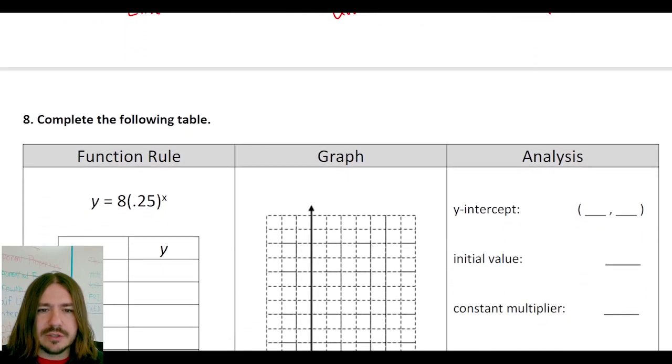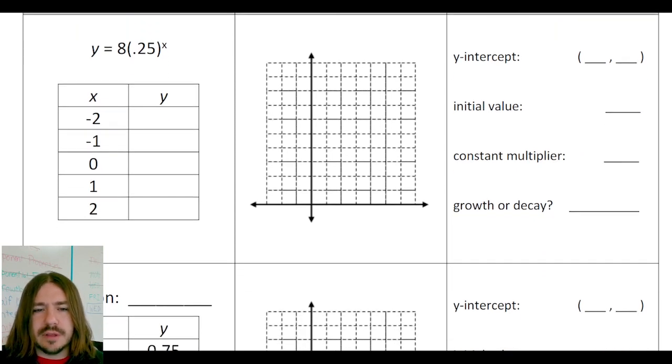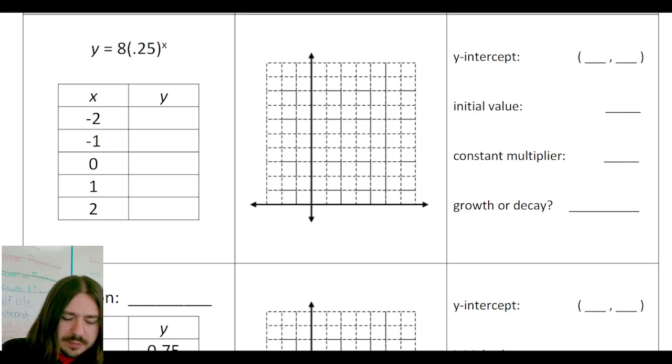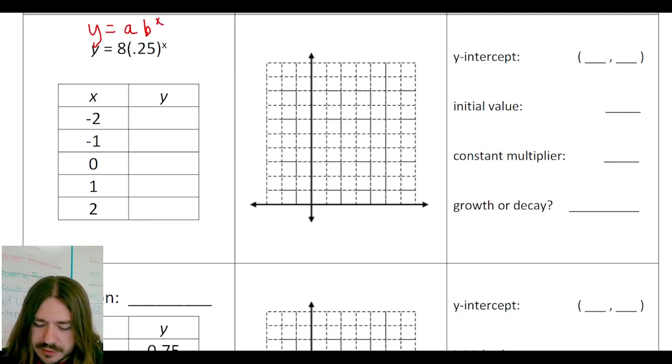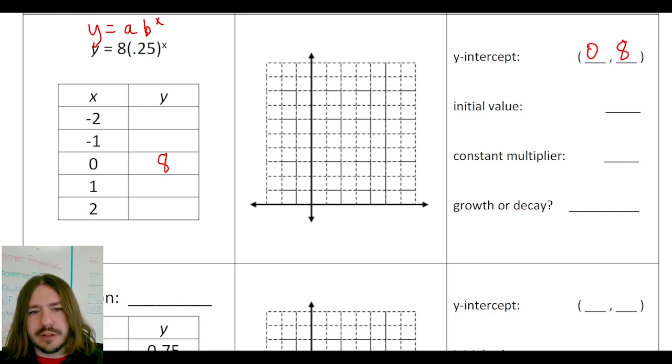Let's look at the next page. Here we're given a function rule and are asked to create a table for this function, graph it, and analyze it. These exponential functions are going to be written in the form a times b to the x, where a is your y-intercept, so I can see that my y-intercept is going to be at 8. I can fill that out in the analysis column, but I can also fill that out in the table column.